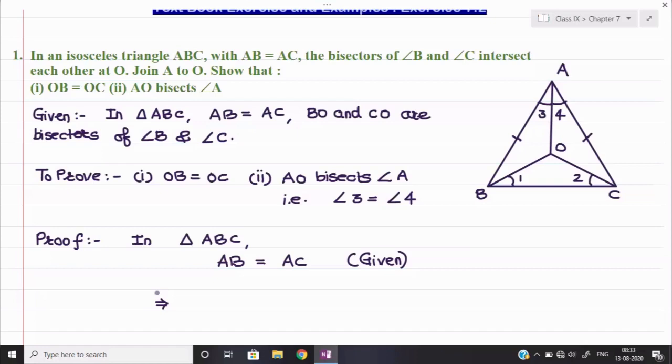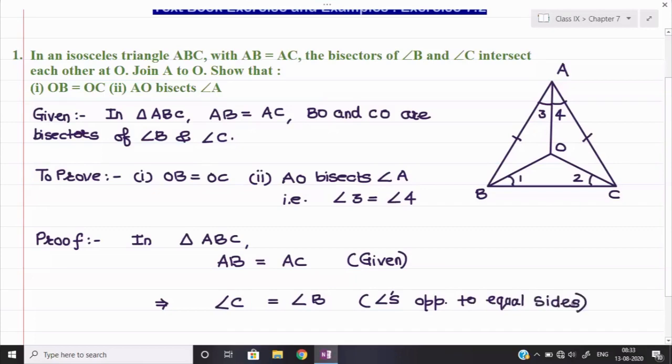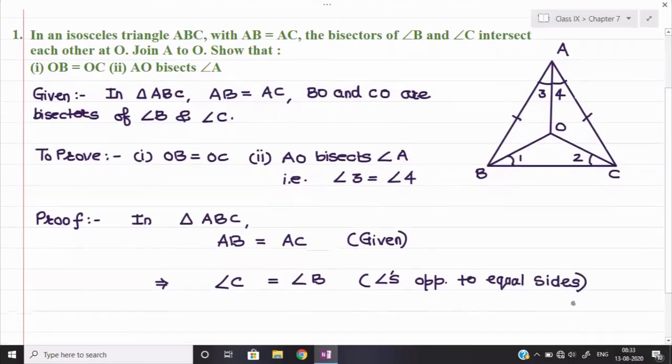Okay, so look at only triangle ABC. In that triangle, see, side AB and side AC are equal. In front of side AB, which angle is there? Angle C. In front of side AB, we have angle C, and in front of side AC, we have angle B. Right? Here, the reason we shall give is angles opposite to equal sides. In short, we will write the theorem like this: angles opposite to equal sides. Right? Now angle C and angle B are equal.